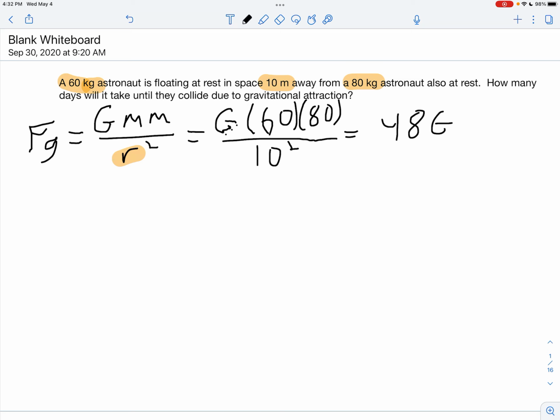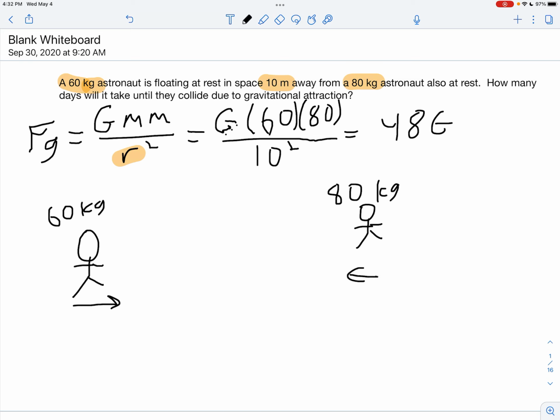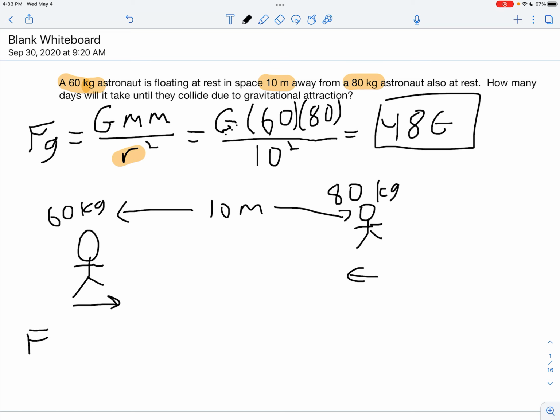All right. So let me kind of draw a picture of what's going on here. We have our 60 kilogram person, and we have our 80 kilogram person. And they are being gravitationally pulled towards each other. So this person's getting pulled this way, this person's getting pulled this way, and we know that the distance between them is 10 meters. Okay, so what I'm going to do next is I know that gravity's pulling them with a force of 48 G. So I'm going to use F equals ma on this person, the 60 kilogram person.